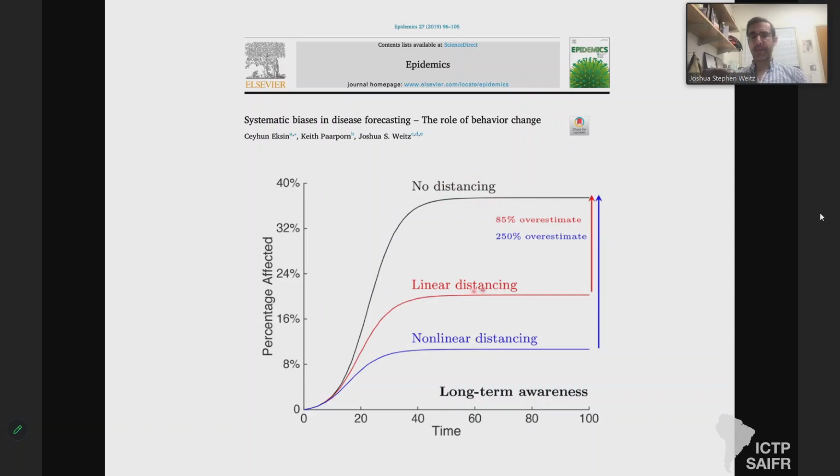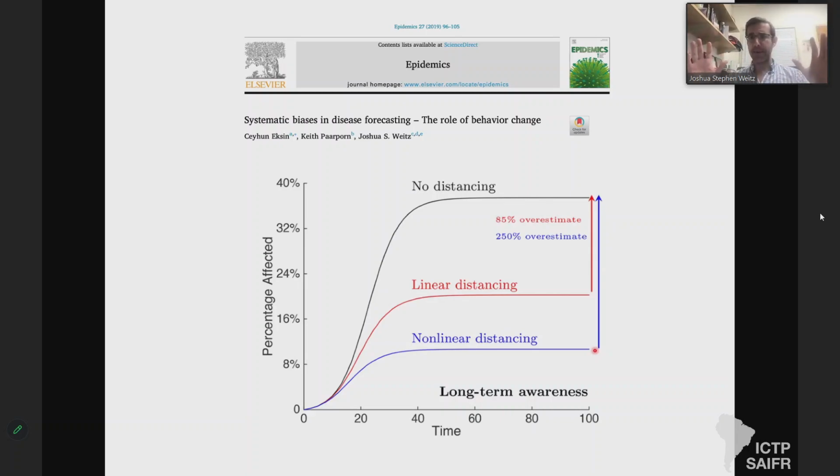So in this case, if there's some linear distancing or nonlinear distancing, the final size of the outbreak can be 100% or more overestimated. In other words, these peaks don't have to go up to reaching a cumulative infected of 80-90% in an initial wave. They can be much, much, much less because people change behavior very rapidly, even faster than the susceptibles can be depleted.